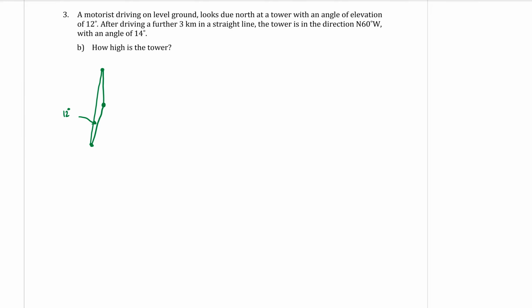After driving a further 3 kilometers in a straight line, the tower is in a direction of north 60 degrees west. So from here I'm driving somewhere in a straight line, and I have to end up somewhere that's north 60 degrees west. So north 60 degrees towards the west would be that way. If we put it about here, then you could see if I draw my straight line from there to there and drive in that line for 3 kilometers, then it is north 60 degrees towards the west back to that tower. And the angle of elevation going up from there is going to be 14 degrees. Let's see if I can draw that out here.